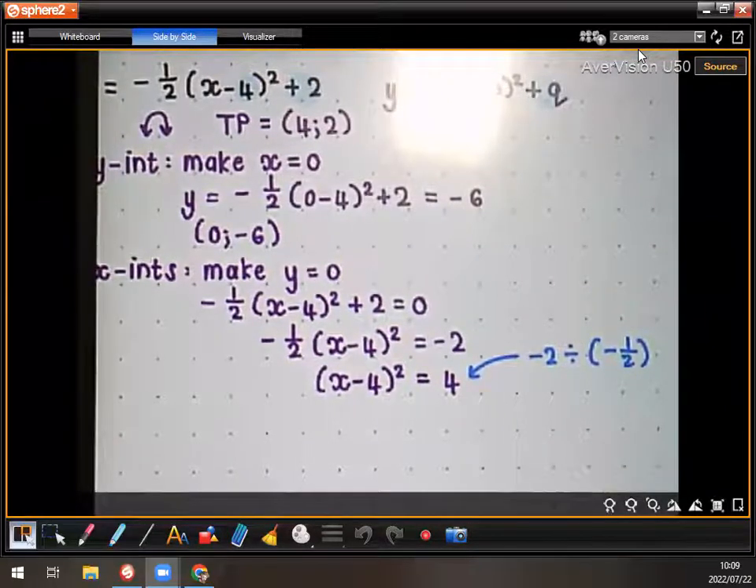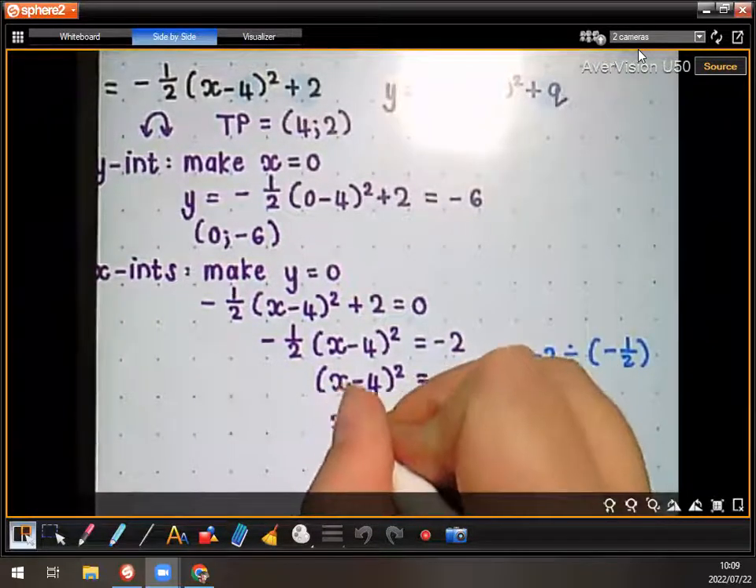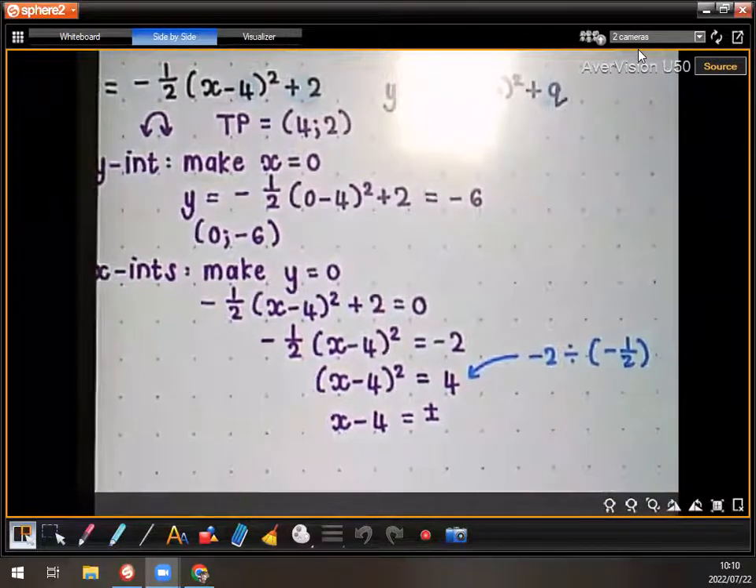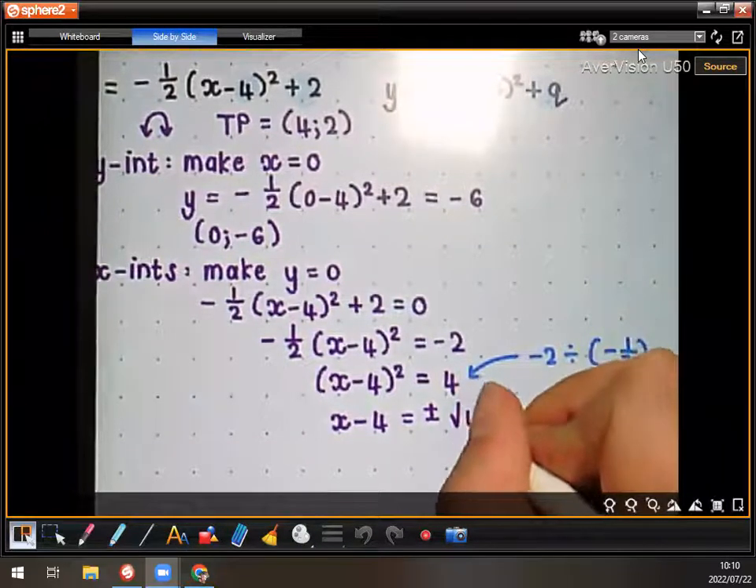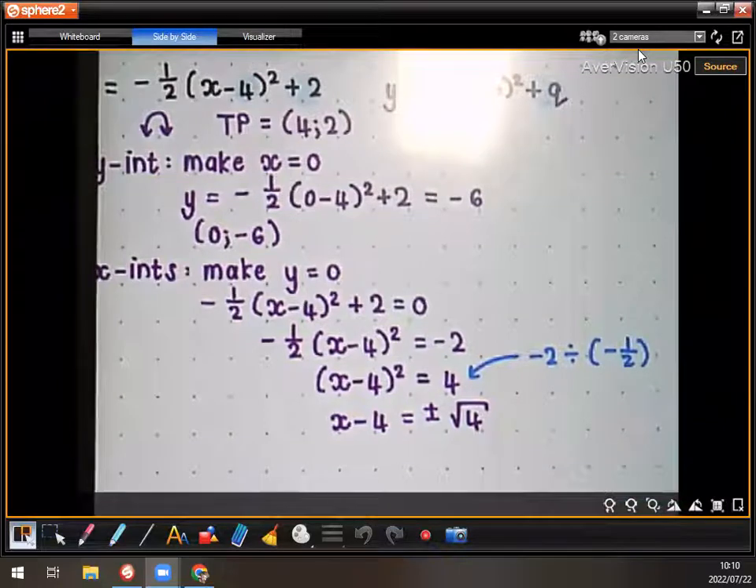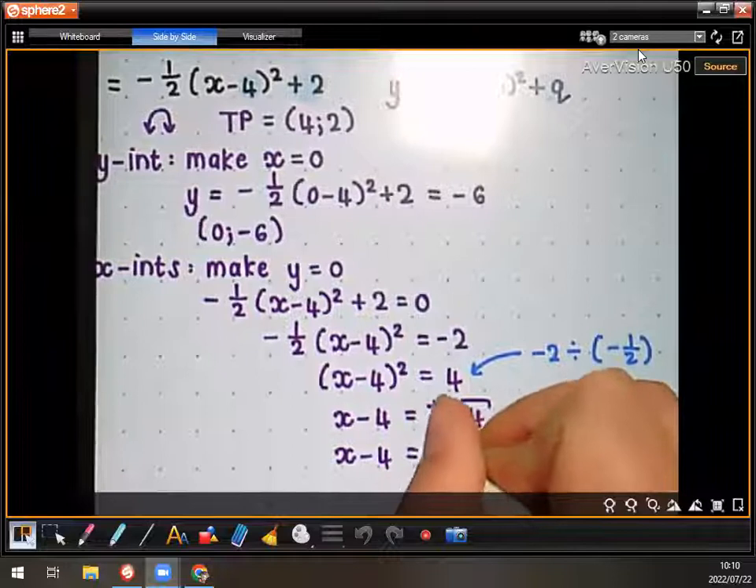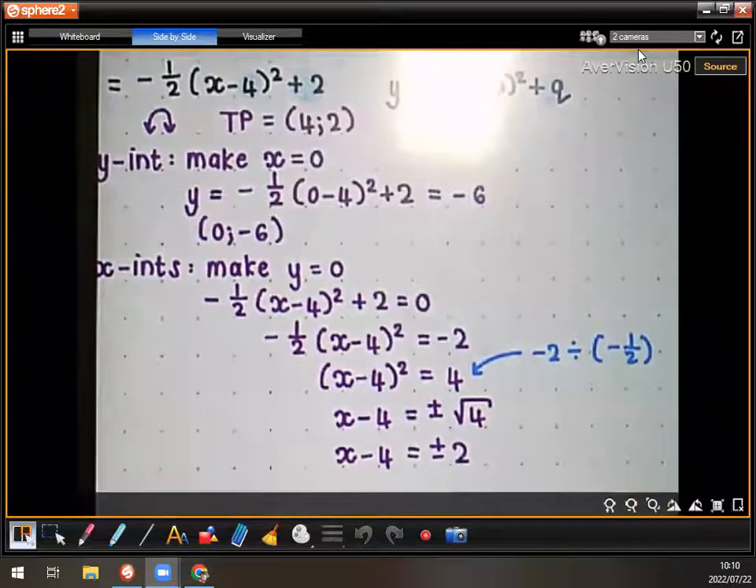Now, next, we're going to move that square over to the other side. Does anyone remember what the opposite of squaring is? Square rooting. But remember, there's something that you must remember. You can't just square root, you have to do a plus or minus square root. So plus or minus the square root of 4. Again, I could try 2 straight away, but I didn't want to do that. So you're actually getting x minus 4 is equal to plus or minus 2.